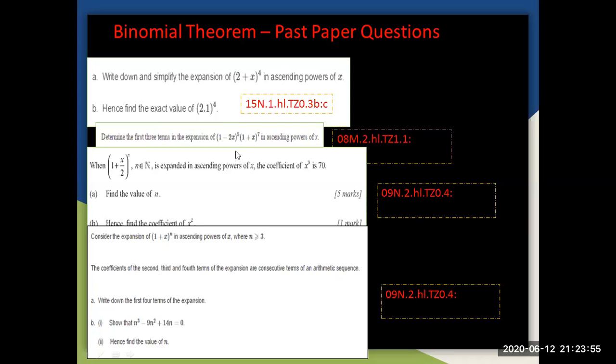One plus x to the power of n. Write down the first 4 terms of the expansion. So n cubed minus 9n squared plus 14n is equal to 0. So I shall go over the last question there.